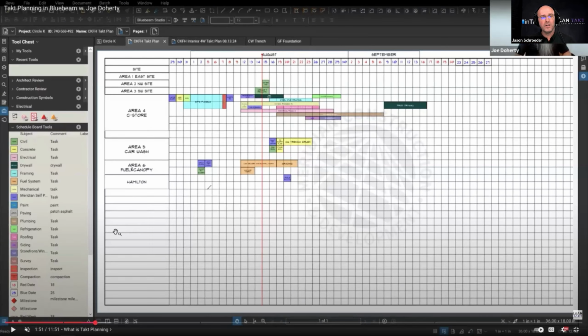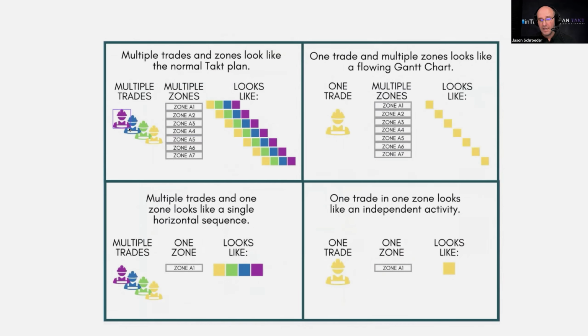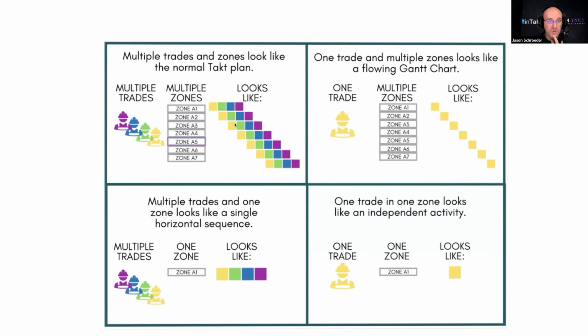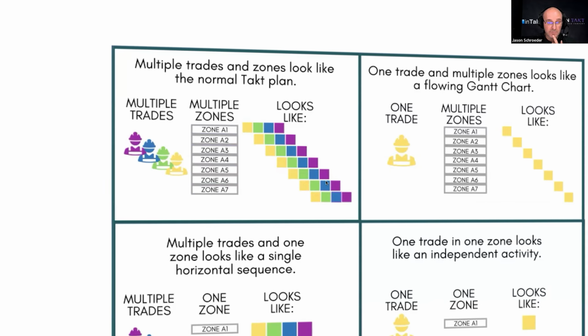And so a residential project or a remodel is all a smaller version of Takt, but the same system applies. When you're using the Takt production system, it fits with anything. Let me give you 4 different scenarios. If you have multiple trades going through an area and multiple zones, it will look like your normal Takt plan, okay?